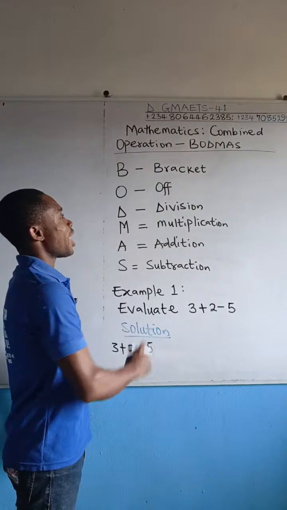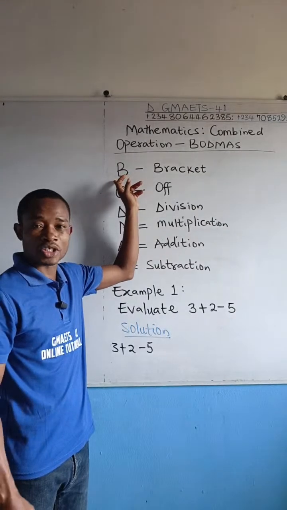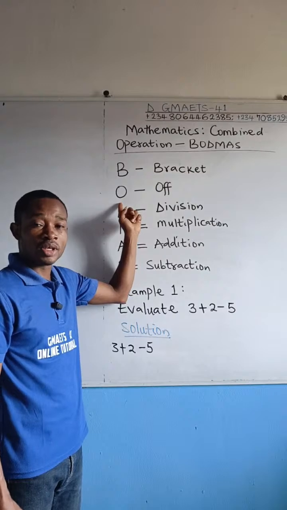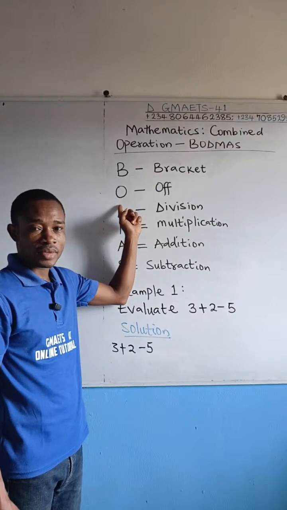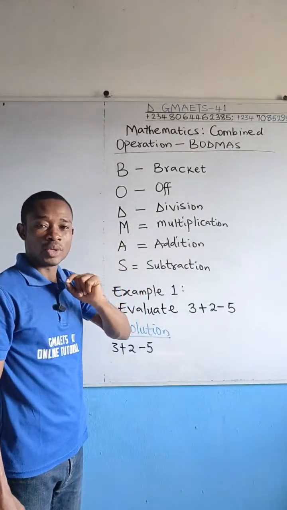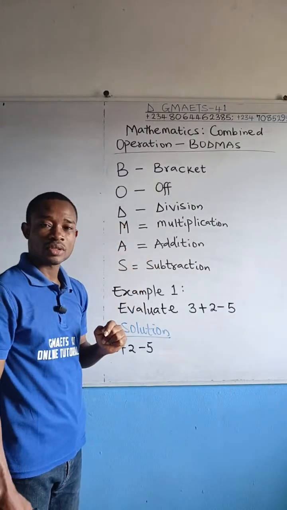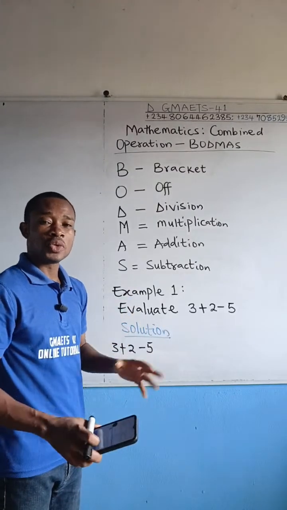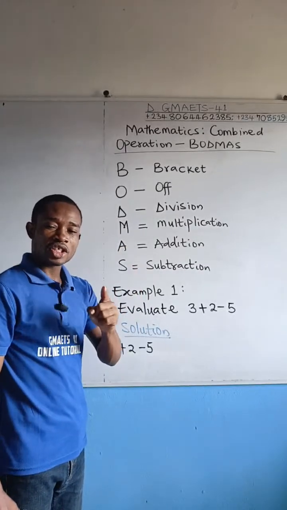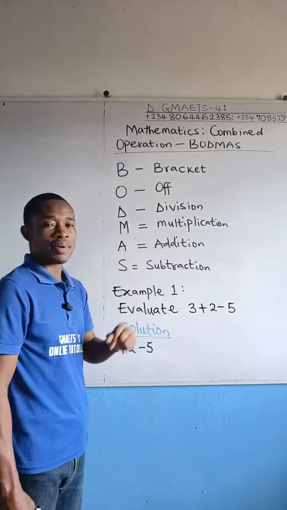If you look at BODMAS, BODMAS tells us that the first thing we should deal with anytime we see a combined operation is brackets. If there is no bracket but we see of, that is what we deal with. What if there is no of, but we see division? Division is what we should deal with. What if there is no division, but you see multiplication? Multiplication is what you should deal with first. Assuming there is no multiplication, but you see addition, addition will be the first thing you deal with. It is after you are done with addition before you can talk about subtraction.